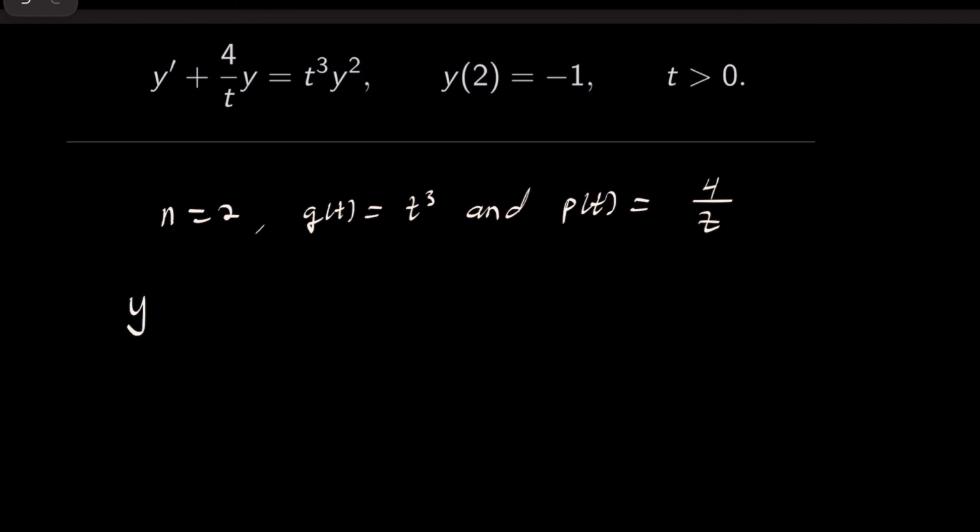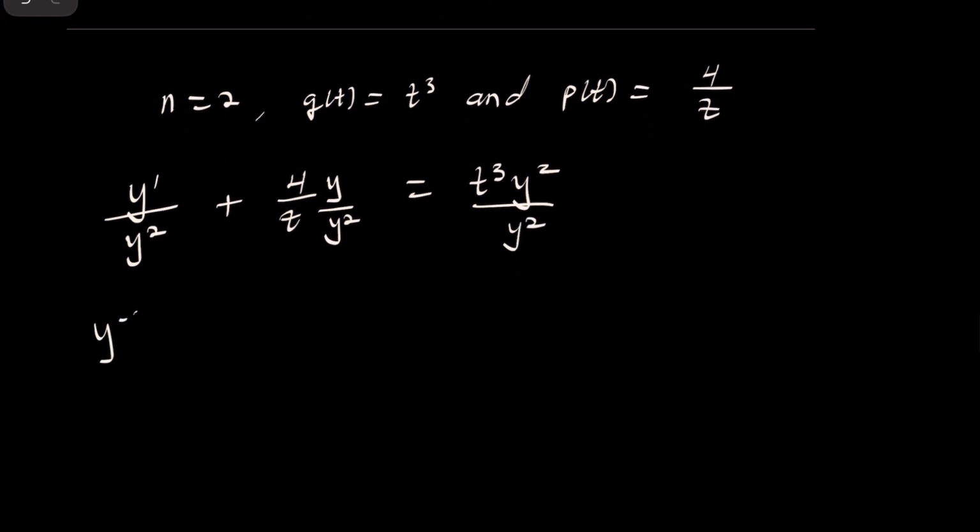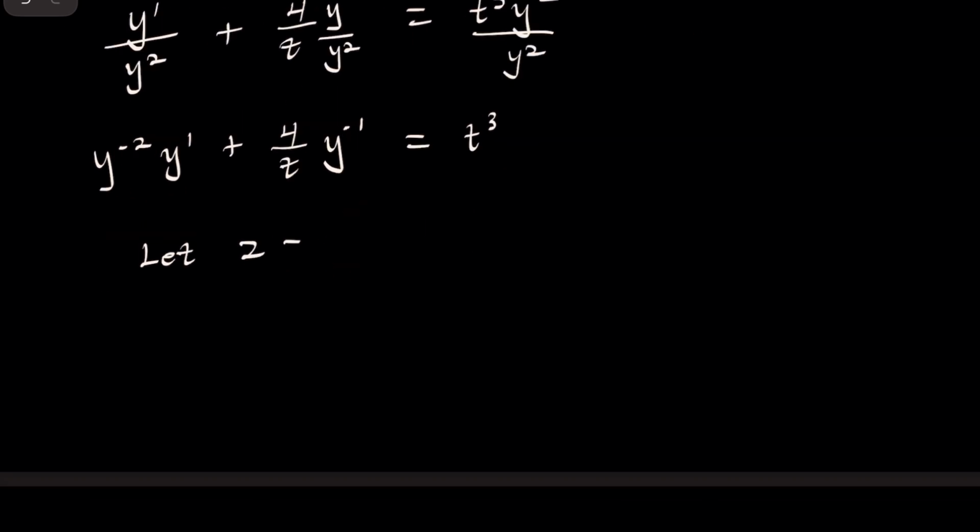And so we are going to have y prime on y squared plus 4 on t y on y squared is equal to t cubed y squared on y squared. So y to the minus 2 y prime plus 4 on t y exponent minus 1 is equal to t cubed. Let z be equal to y exponent minus 1, then we differentiate. So z prime will be equal to, you move the exponent down, so that will be minus y, and then you subtract 1 from the exponent, so that will be minus 2, then you differentiate y.